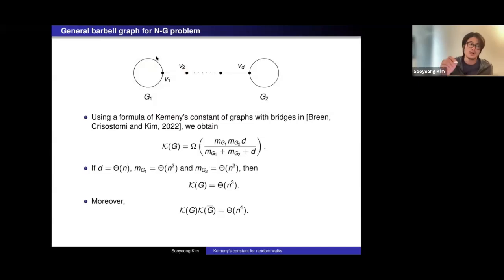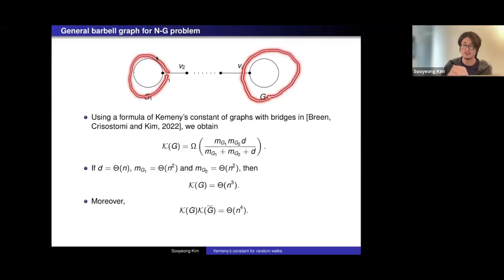So to increase Kemeny's constant, we can understand that it'll be better to make bottleneck phenomena here, as we have two bottlenecks on both sides. That's why our Kemeny's constant is getting higher.